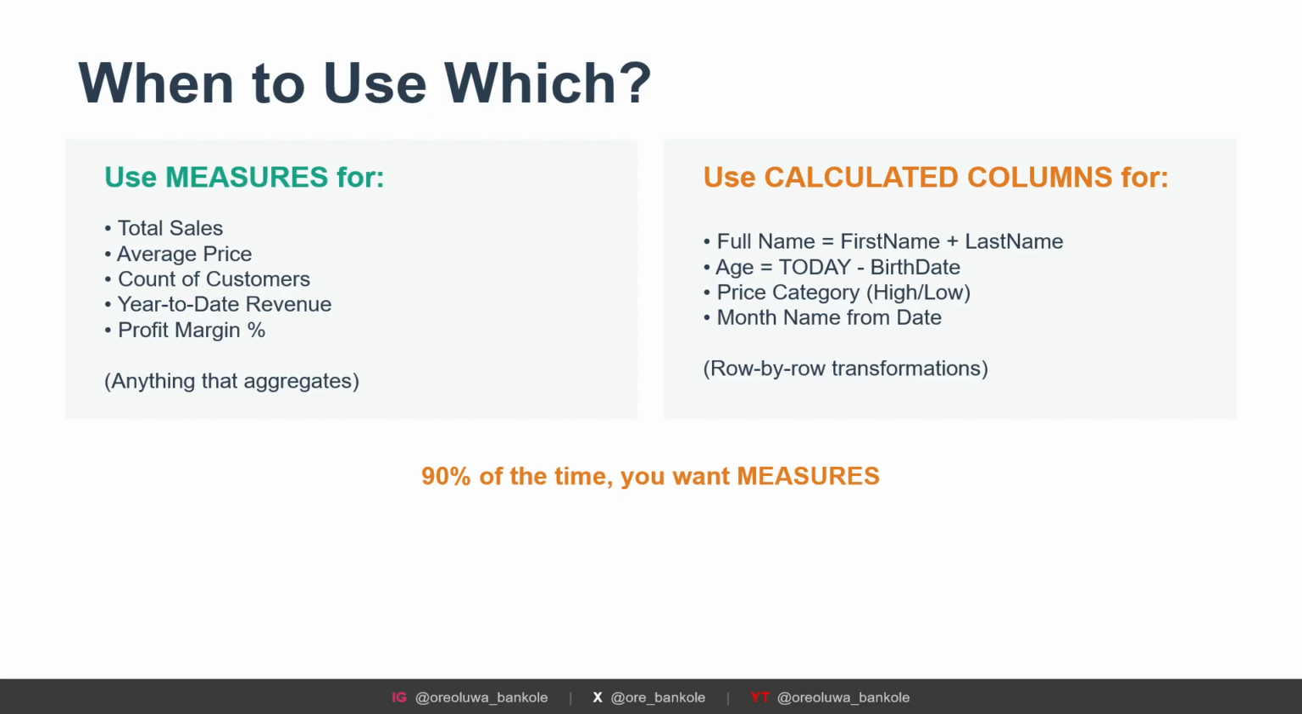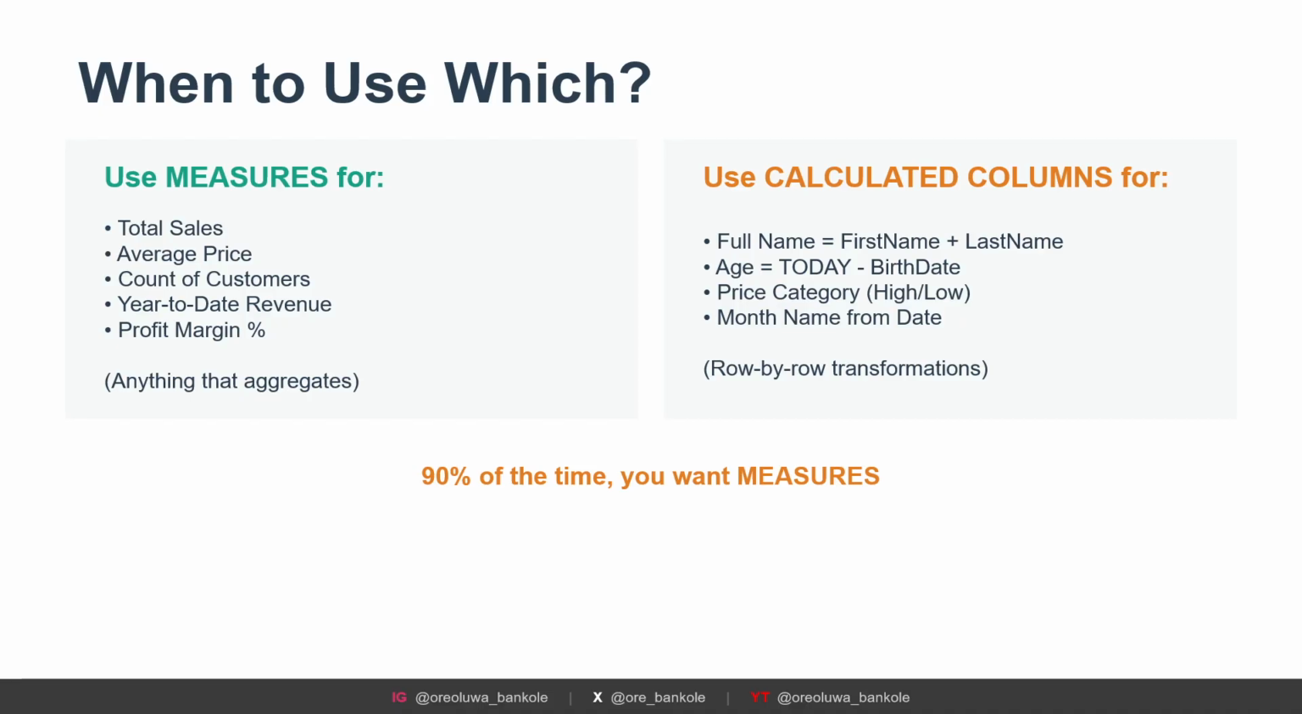Also, we have calculated columns. With calculated columns, you are creating an entirely new column in that data set. For example, a full name column, where you merge the first name and the last name together. Everybody's names are different, so each of these is going to run row by row. Then the age of your customers, and the category of pricing: is this a high price, is it a lower price, and the rest like that.